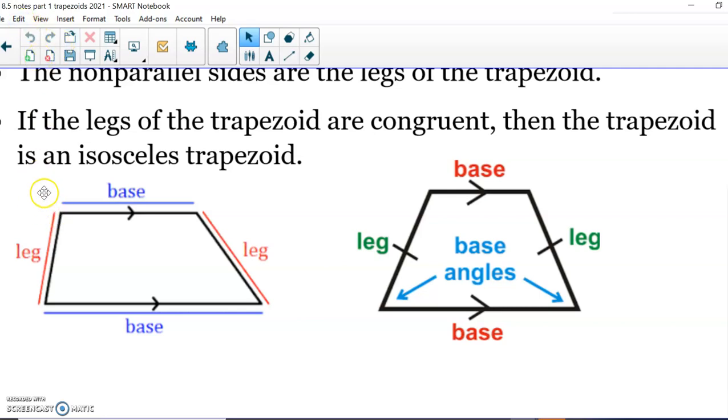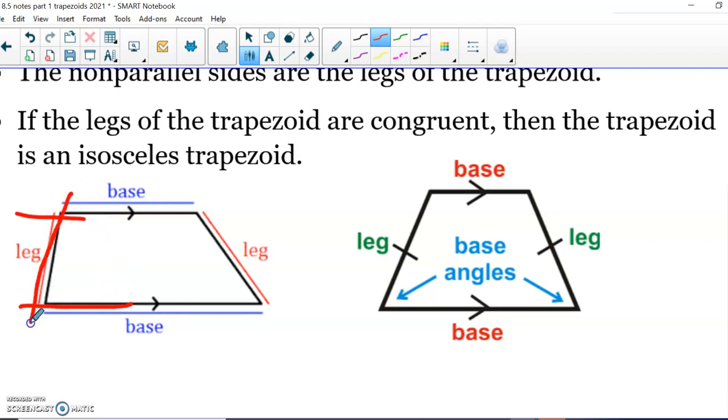We know if we have parallel lines, then our consecutive interior angles are going to be supplementary. So if we have 2 parallel lines cut by a transversal, we know we have CIA, consecutive interior angles, and we know they have to equal 180 degrees. And that's about all we can say for our trapezoid.